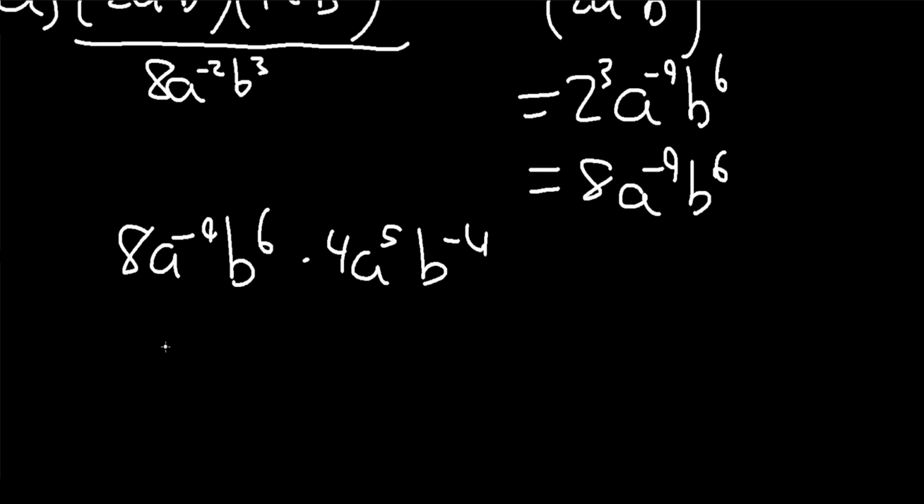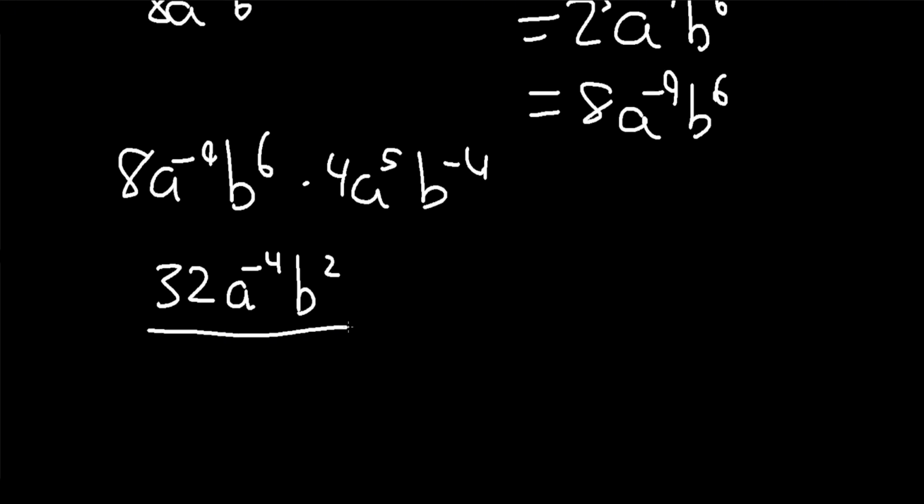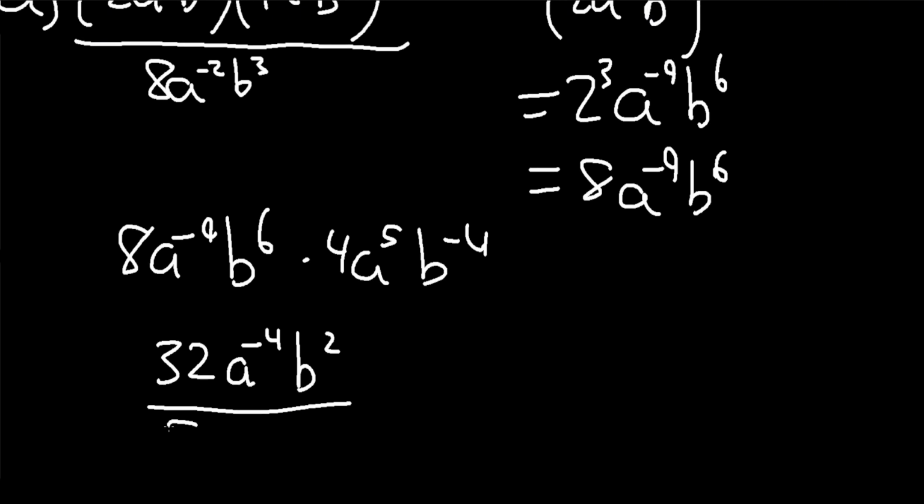So with our coefficients, we'll get 32, since it's 8 times 4. And with our powers for a, we're going to get a to the power of -4. And with our powers for b, we're going to get b to the power of 2. Now we're going to divide this by the denominator, which is 8 times a to the power of negative 2 times b to the power of 3.